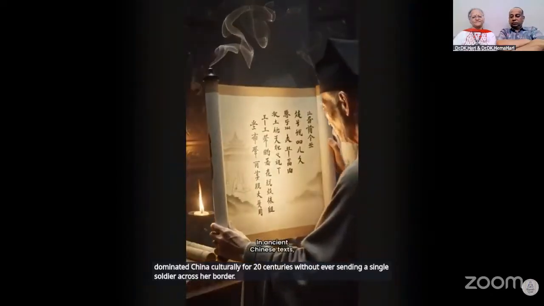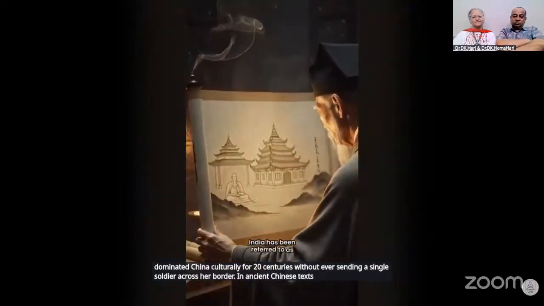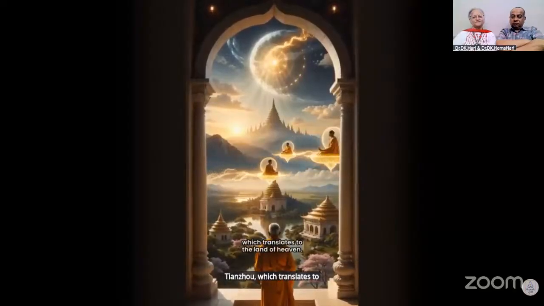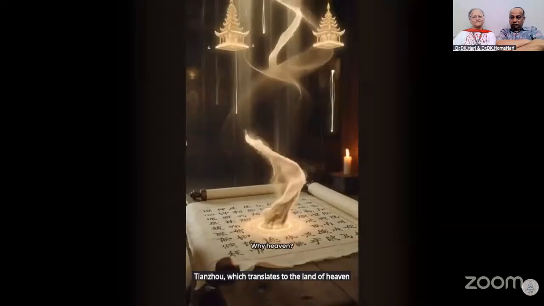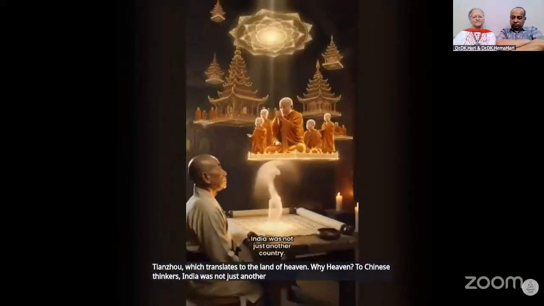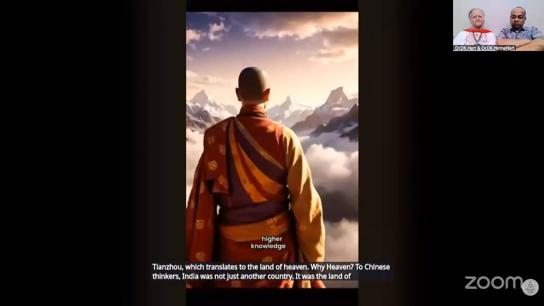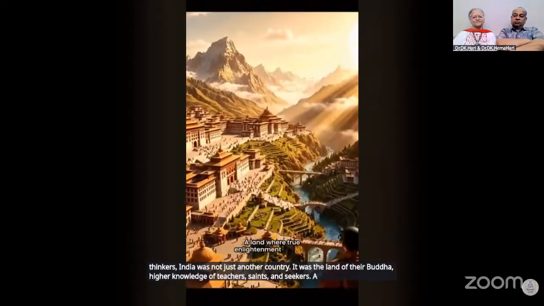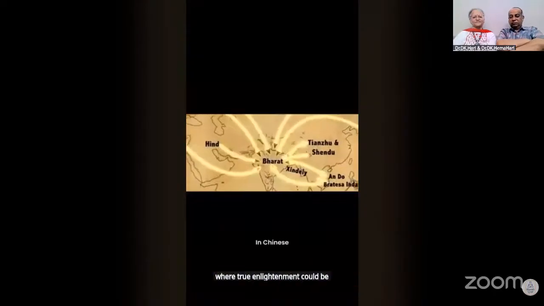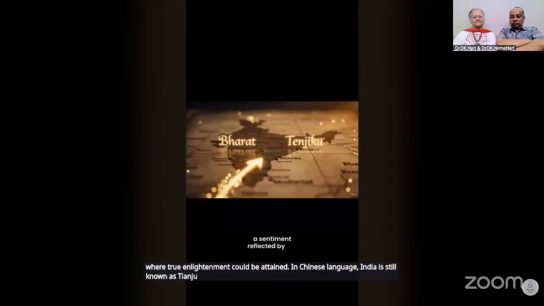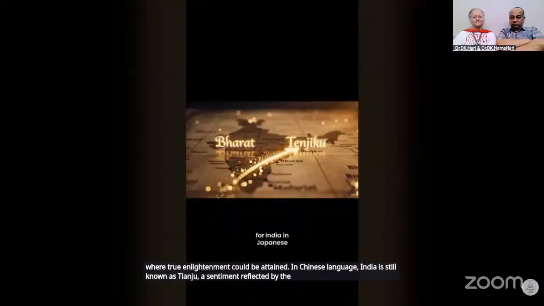In ancient Chinese texts, India has been referred to as Tianzhu, which translates to the land of heaven. Why heaven? To Chinese thinkers, India was not just another country. It was the land of their Buddha, higher knowledge of teachers, saints, and seekers. A land where true enlightenment could be attained. In Chinese language, India is still known as Tianzhu, a sentiment reflected by the name Tenjiku for India in Japanese, meaning heavenly land.